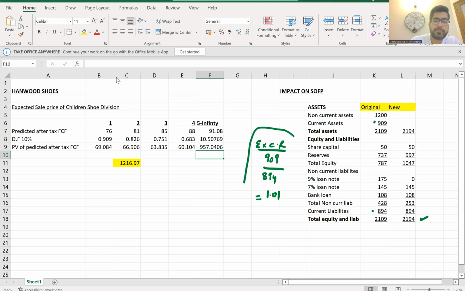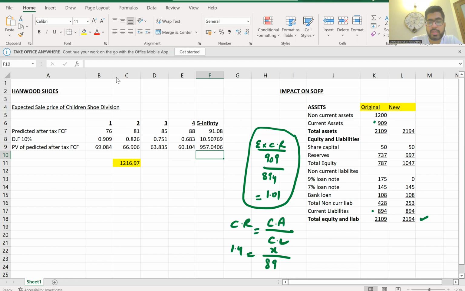It's saying that when you sell the children's shoe division, you will keep such current assets so that the current ratio is 1.4. So the current ratio is current assets over current liabilities. Current liabilities, no mention of change, 894. So the current assets which we should keep is 1.4 times 894, 1252.